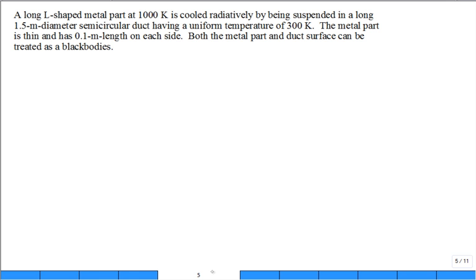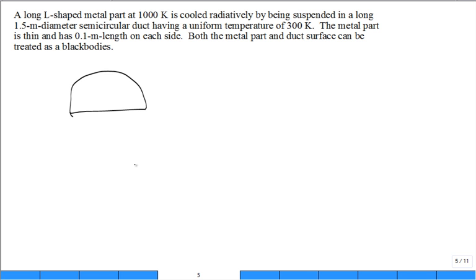Let's solve another problem. We have a long L-shaped metal part that's hot. It's 1,000 Kelvin. It's cooled radiatively, so there's no convection cooling. It's just radiatively being cooled by somehow suspending it in a long 1.5 meter diameter semicircular duct. So the semicircular duct, what would it look like? Something like this, maybe.